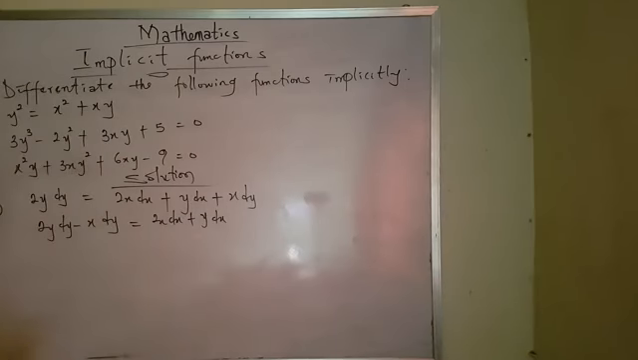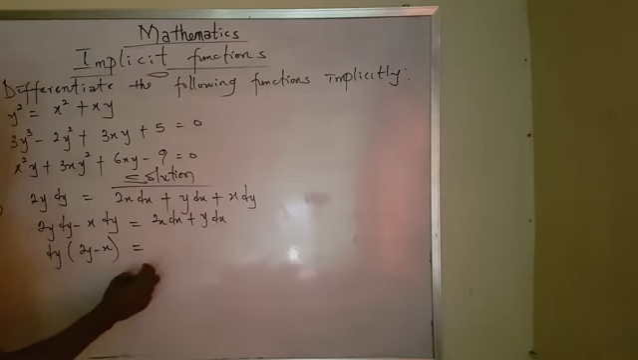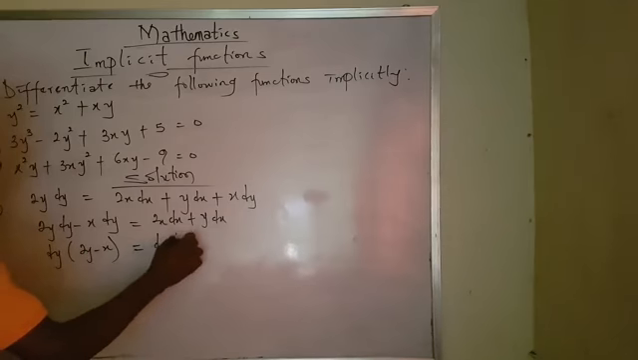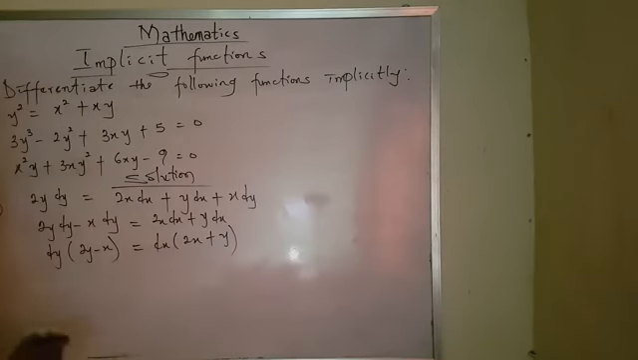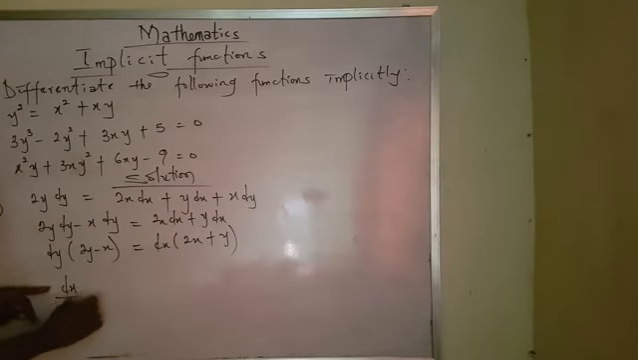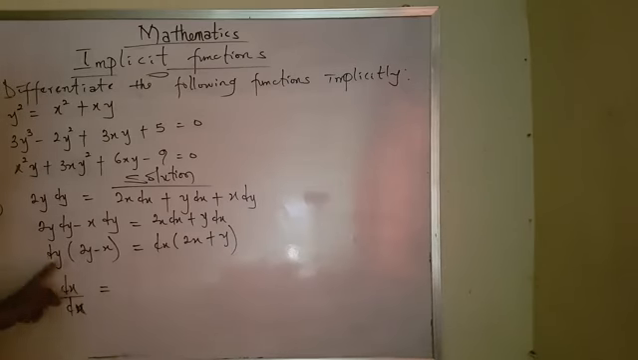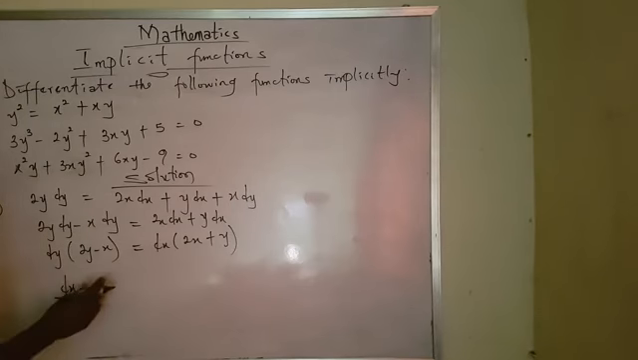So what do we have here now? We have dy open bracket 2y minus x, and that can be equal to dx open bracket 2x plus y. You get that? So I can now say, this divided by this, and divided too by dx. You get? So I have this times this still equal to this. I want to take it gradually so that you get what I'm doing.